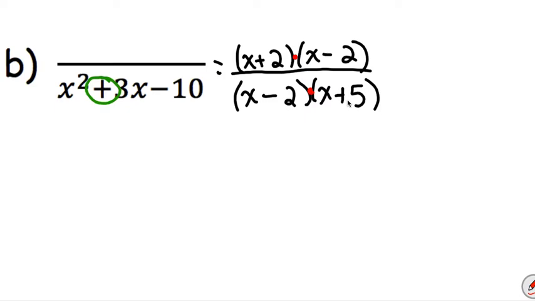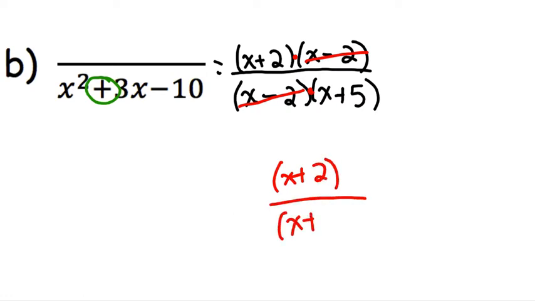Then we ask ourselves, what is exactly the same? Identical. X minus 2 is identical, exactly the same. Not x plus 2 because that's a positive and these were negative. So those two terms are exactly the same. Final answer up top, x plus 2. And on the denominator, x plus 5.